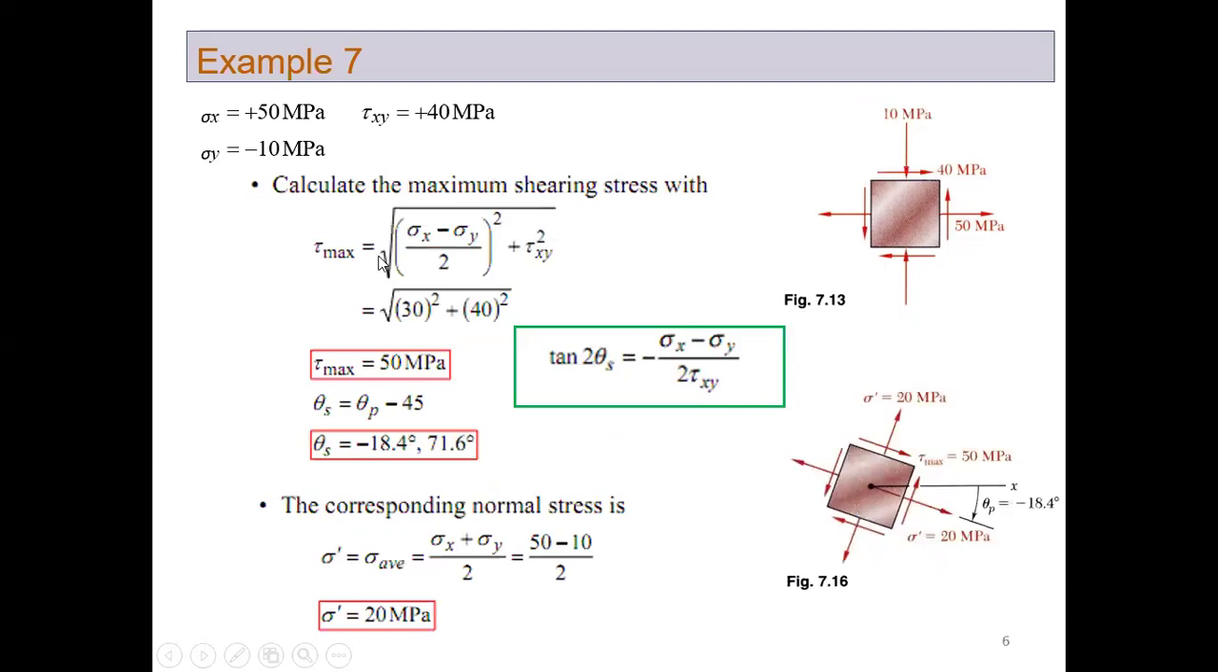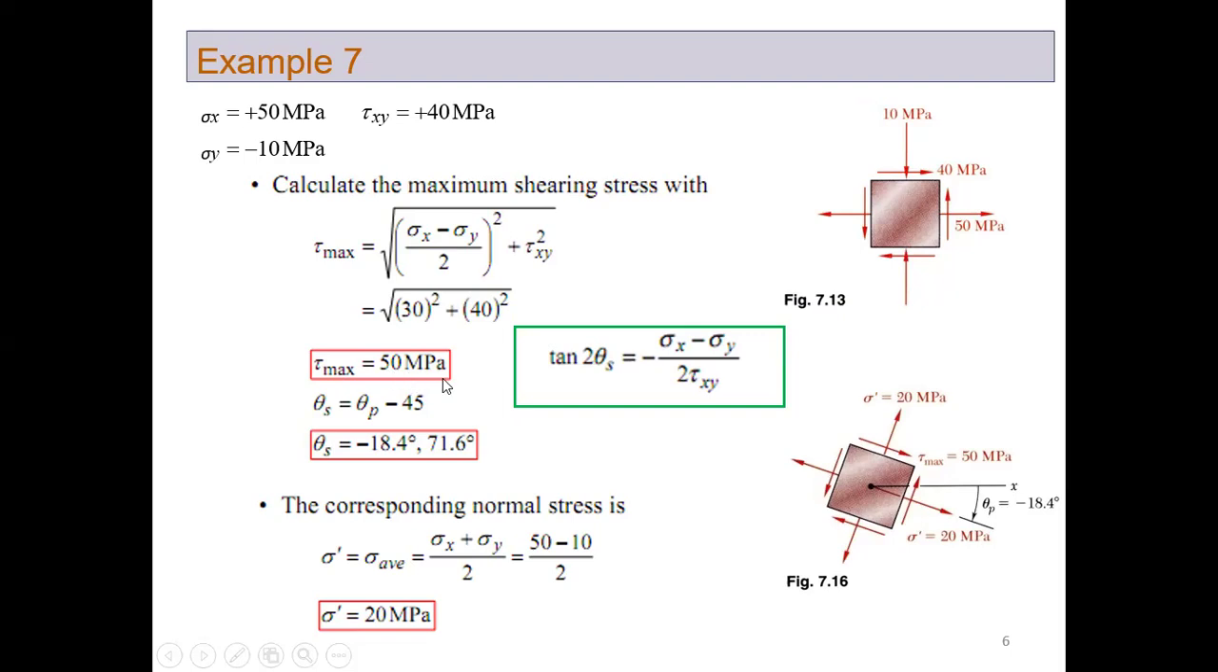Next, we have to find out the maximum shear stress. So this is the analytical model. Just plug the values and then do the calculation. So the maximum shear stress comes out to be 50 MPa.